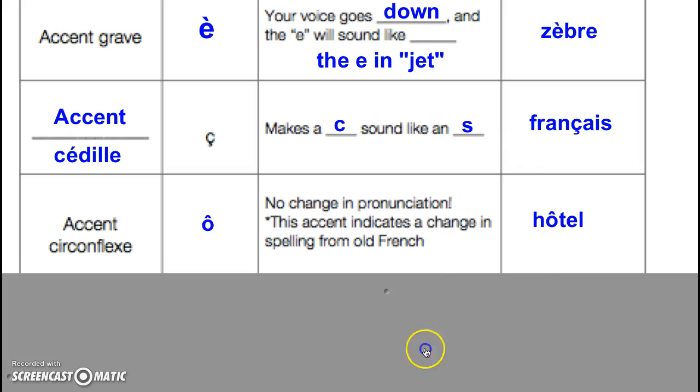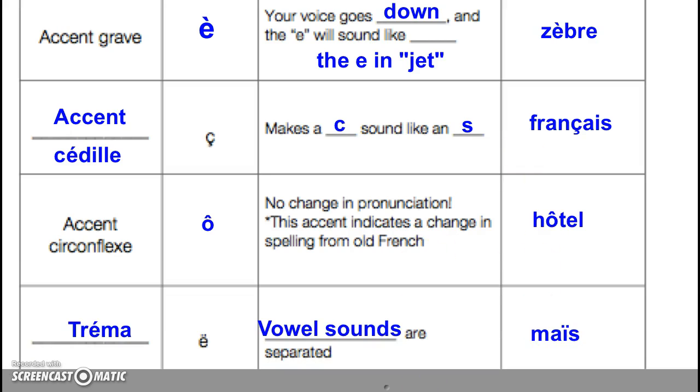And then the last accent mark is called the tréma, and it's the two little dots over, in this case, the E. What that's going to do is separate the vowel sounds in a word. So in our example word here, if we did not have the tréma, it would just be pronounced me. It'd be one syllable and that would be it. But in this case, because we've got a tréma in there, it's now going to be maïs, right? Do you hear those two different sounds there?